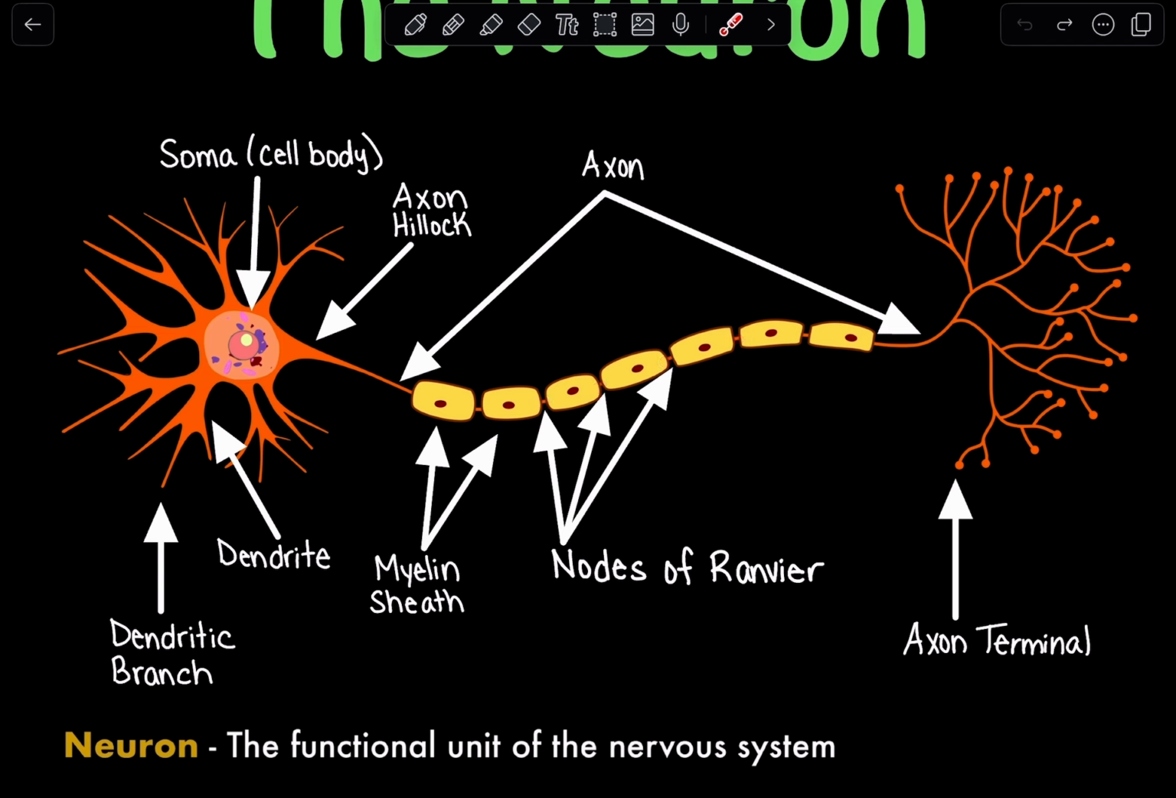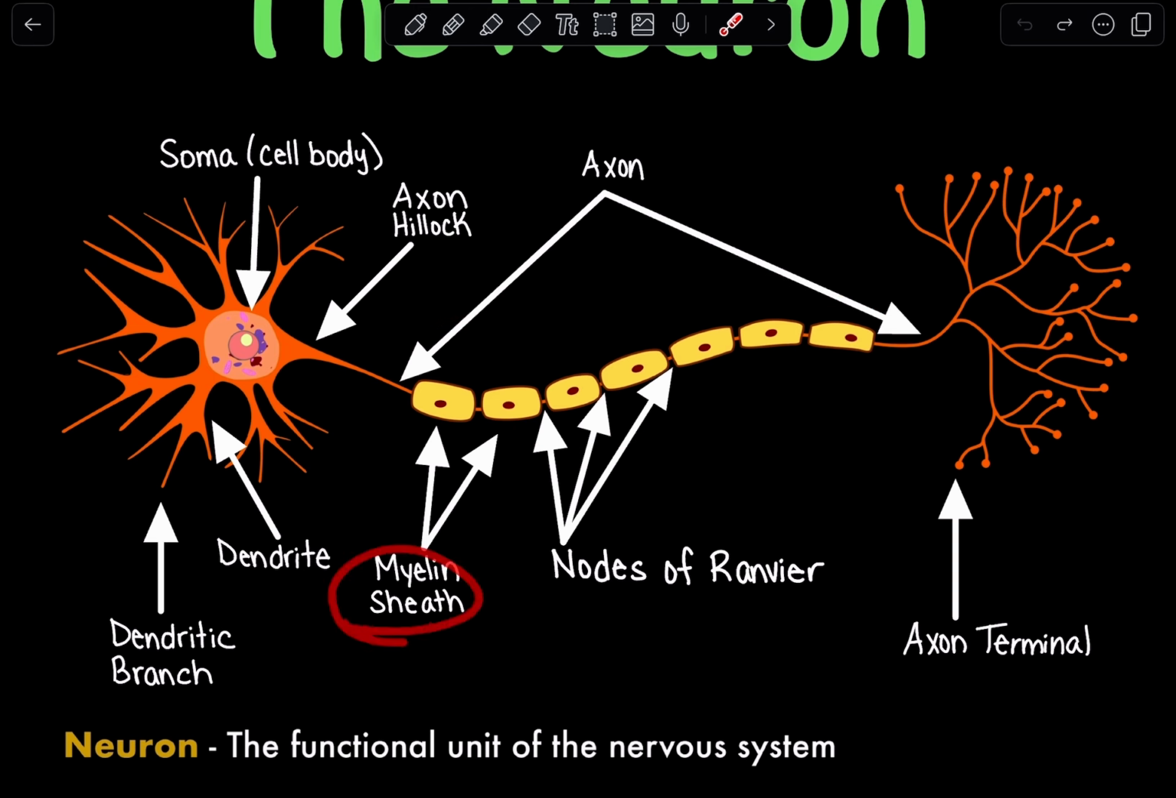Now, essentially what happens is that if an action potential is generated, it's going to hop from each of these nodes of Ranvier, and it's going to result in this different type of conduction, which is much quicker, and it's known as saltatory conduction. Now, when we have a myelin sheath present and we have this hopping mechanism of that action potential, this is actually much faster than if we didn't have a myelin sheath present.